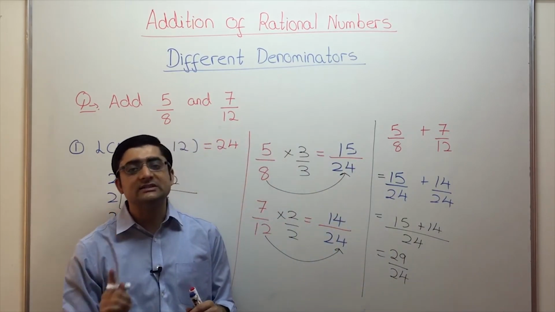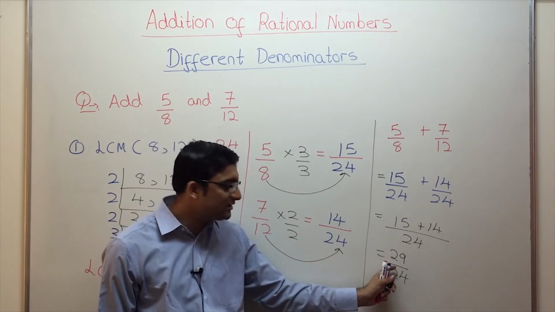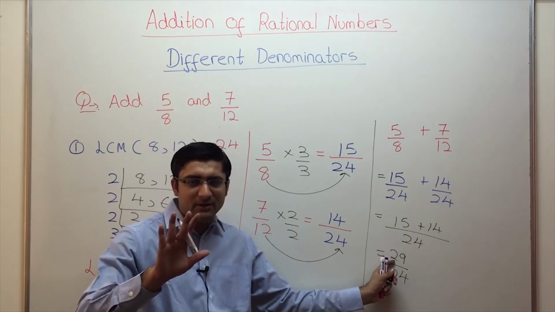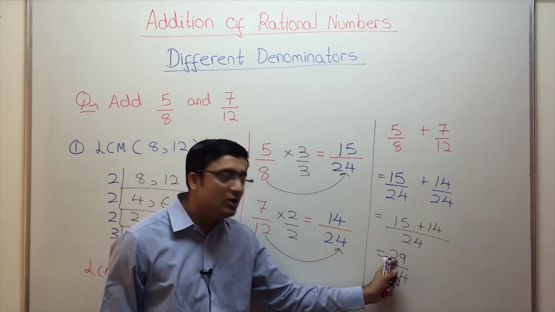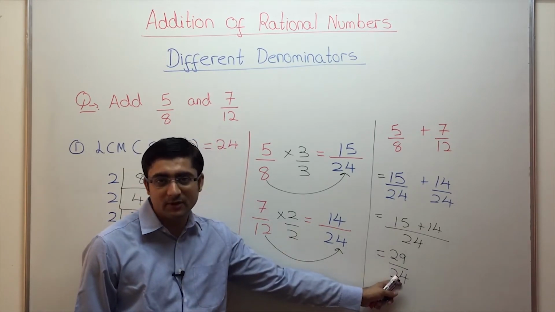Now always give your answer in the standard form. Is the denominator positive? Yes. Is there any common factor between 29 and 24 except 1? No. See, if there's even one prime number, rest assured it's in the simplest form. 29 is a prime number, so it is in the simplest form, unless you have a multiple of 29 over here.